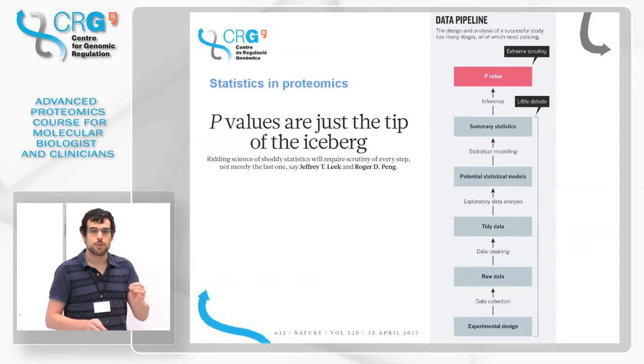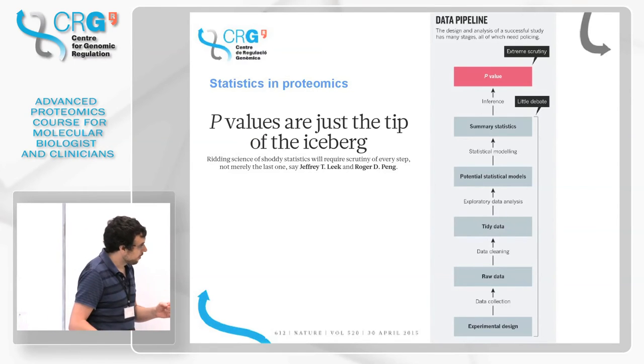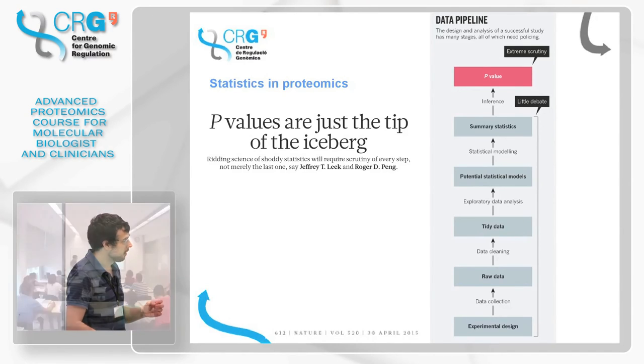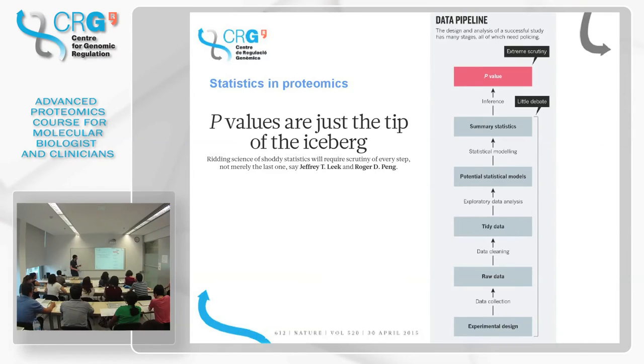This is the last parameter that we get after having done the experimental design, having acquired the raw data, having normalized our raw data, having applied several statistical models, having a statistical summary, and then calculating the p-value. And here there is extreme scrutiny on whether this p-value is significant or not. But in many journals, there is no discussion about any of these steps. And modifying any of these steps, for example normalization, can change your p-value dramatically.